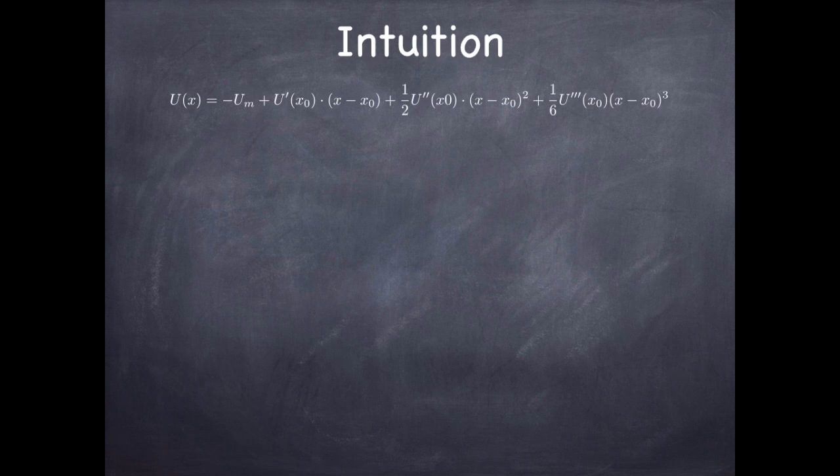Then U double prime has to do with the second derivative of the potential. That gives us the C coefficient, and then the third derivative of U at the point of interest, at the minimum, gives us the cubic term, and so on. We could keep going, but let's talk about what these different terms do physically and see how important they are.